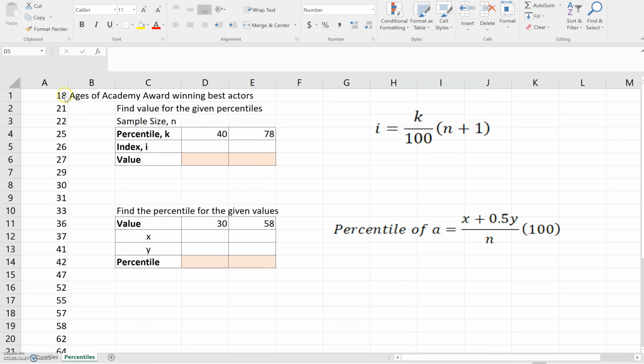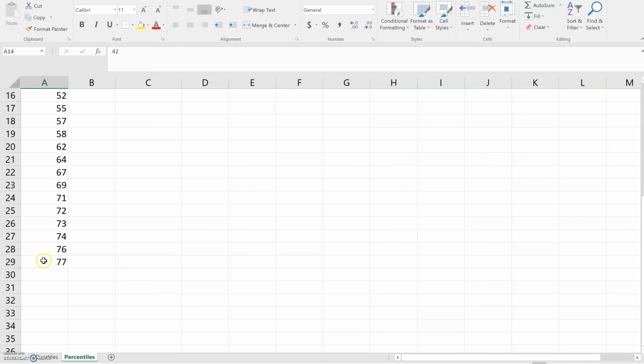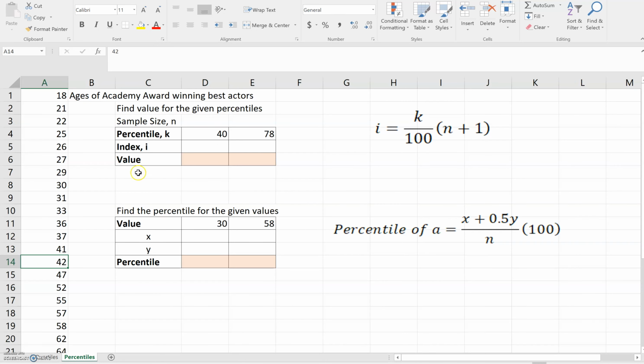Now, the first thing I want to do is figure out what my sample size is, because I need that in both of these formulas. So if I look at my list, it looks like I have 29 values in the set. So I'm going to put in the 29 there.